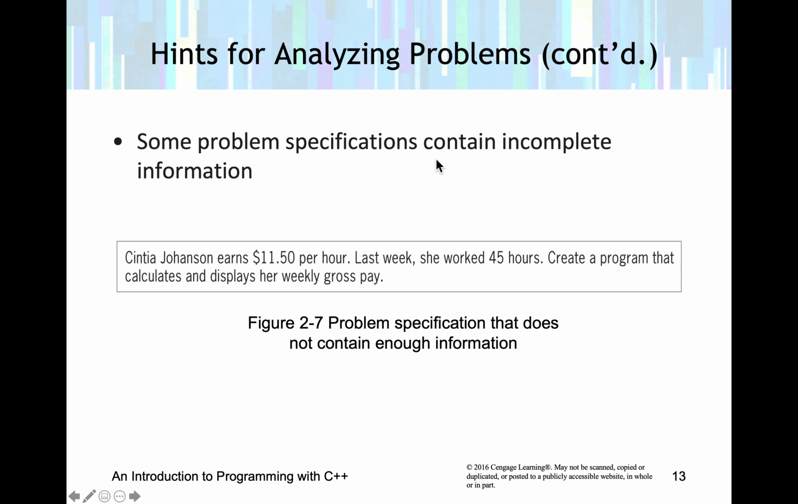Some problem specifications contain incomplete information. Sometimes you might get a problem with incomplete information and then you're not going to be able to solve that problem. So let's look at this example. This one says that Cynthia earns $11.50 per hour. Last week she worked 45 hours. Create a program that calculates and displays her weekly gross pay.